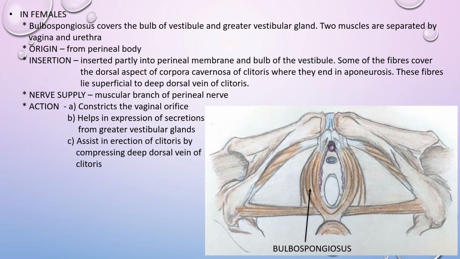Coming to the action of this muscle, it constricts vaginal orifice. This muscle helps in expression of secretions from the greater vestibular glands. Lastly, this muscle assists in erection of clitoris by compressing the deep dorsal vein of clitoris.